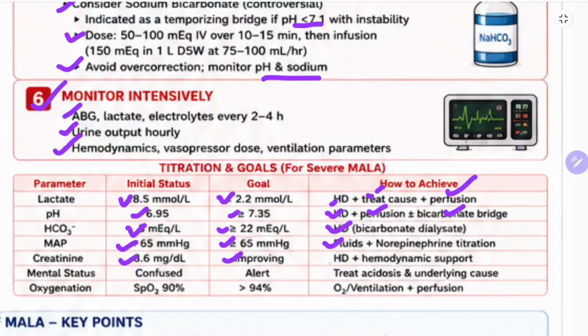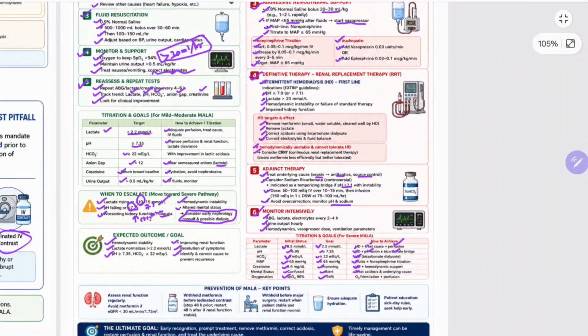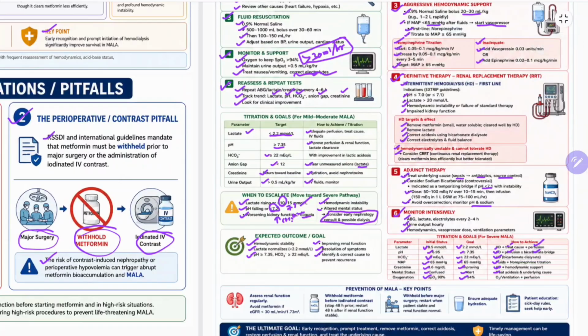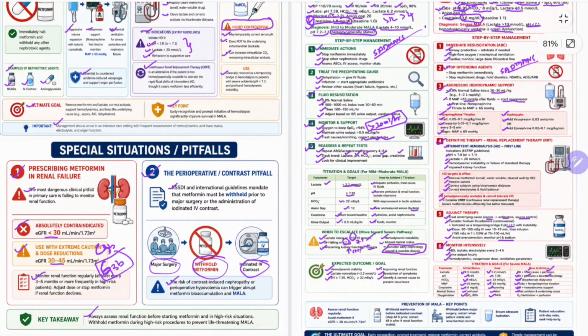Goal should be improving, HD plus hemodynamic support. Mental status is confused. Patient should be alert. That is the goal. Treat acidosis and underlying cause. Saturation is 90%. Saturation should increase to 94%. Oxygen, ventilation and perfusion. So that's about the treatment of severe MALA and mild to moderate MALA both.